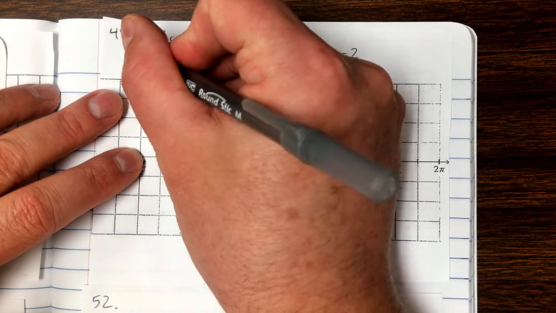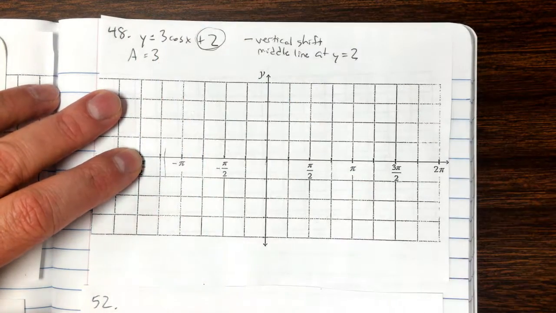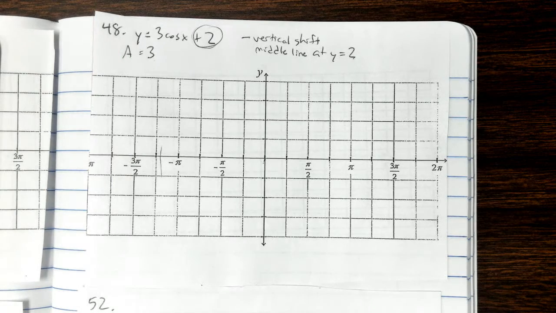We know our amplitude is 3. Oh, is it frozen? Yeah, it is. My bad.